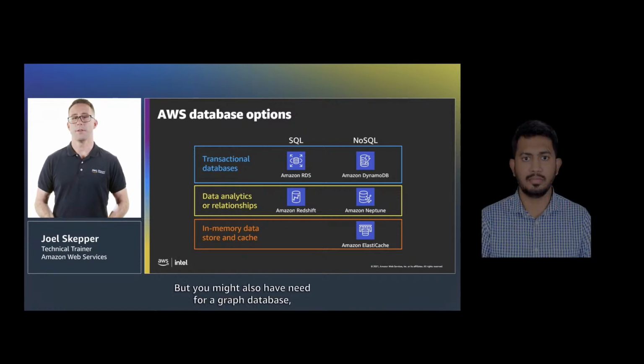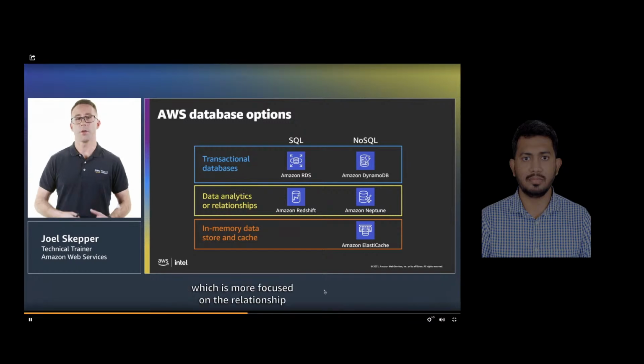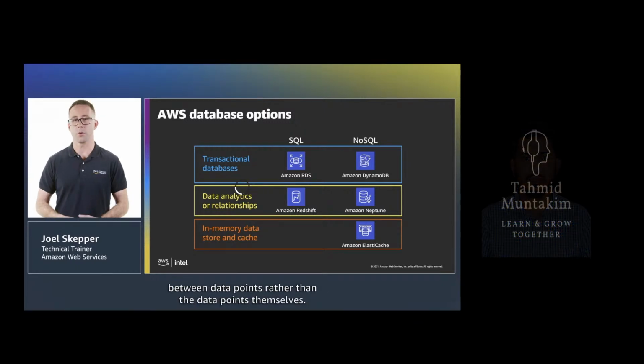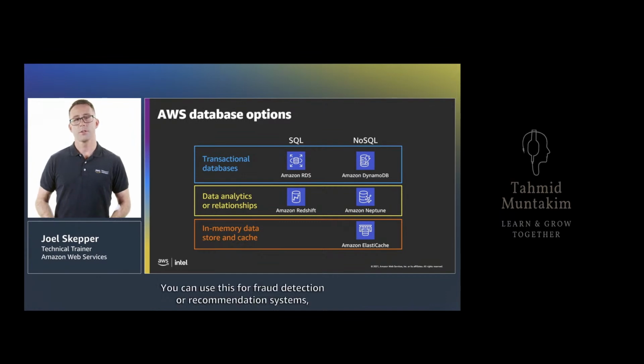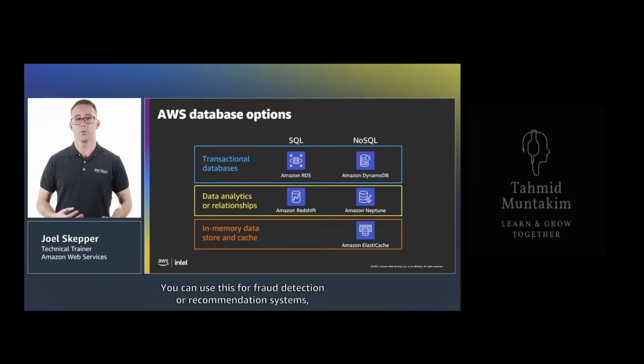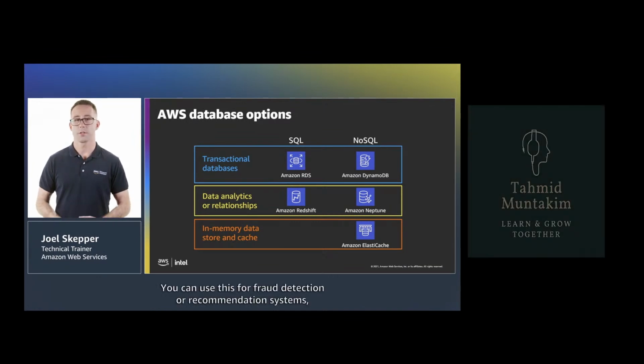But you might also have need for a graph database, which is more focused on the relationship between data points rather than the data points themselves. You can use this for fraud detection or recommendation systems. Amazon Neptune has you covered there.